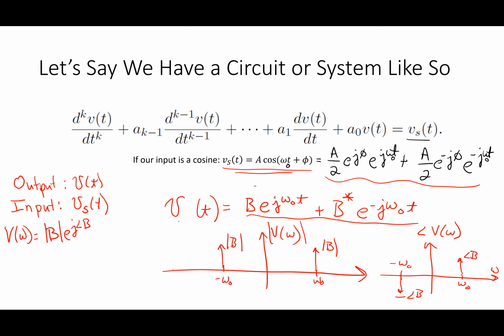Magnitude of B, angle, e to the j angle B, and then I'd put in an impulse. Where would that be? Yep, omega minus omega naught. And then there would be B conjugate at omega plus omega naught, right? So that is the mathematical expression that's being graphed in those two sets of impulse graphs, right?